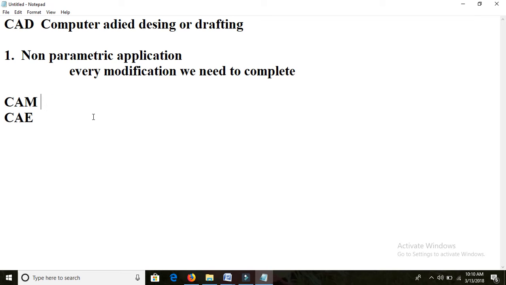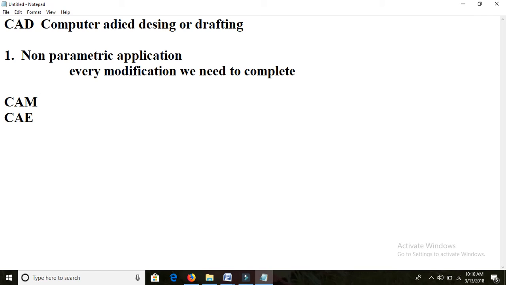So is it clear, friends? CAM is nothing but computer aided manufacture. So this department of applications is basically used by mechanical engineers and automobile engineers. Why? Because those engineers are going to do production or manufacturing, so they use this type of application.